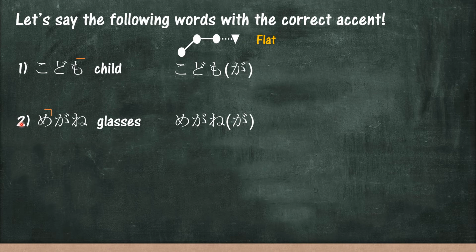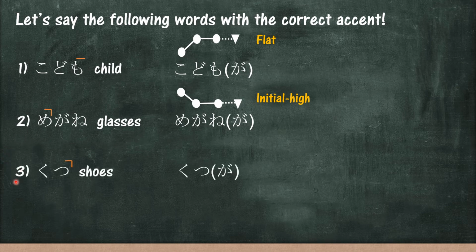Number 2, glasses. Check the answer. メガネ、メガネ、メガネが、メガネが. Initial high. Number 3, shoes. Check the answer. 靴、靴、靴が、靴が. Tail high.